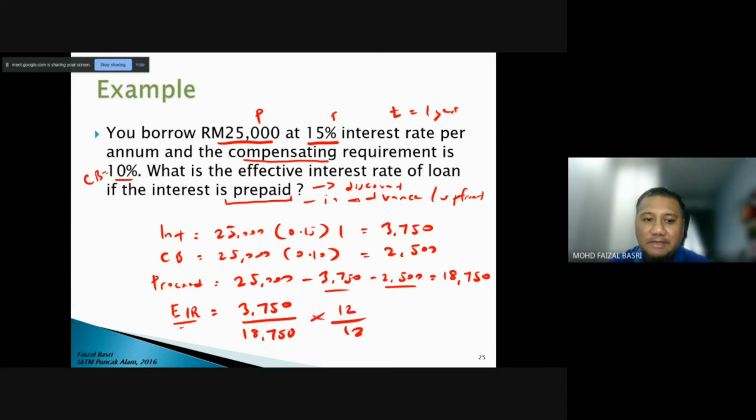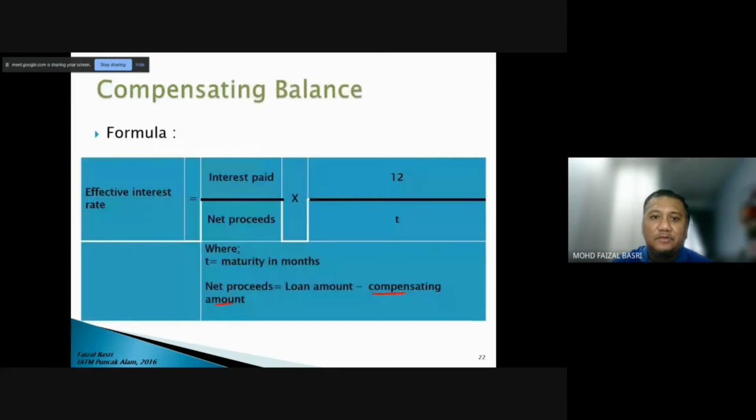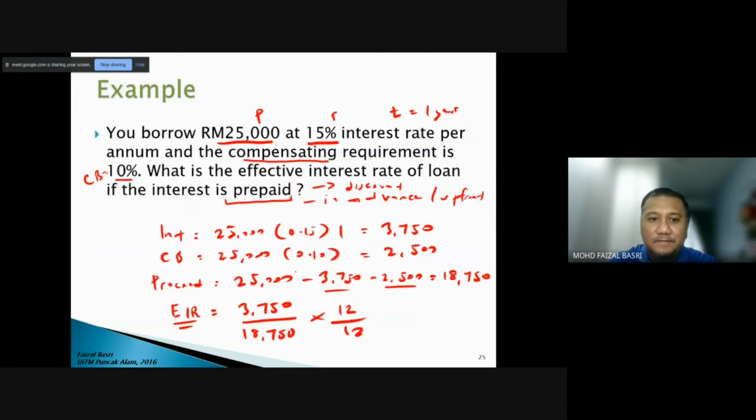So remember, this EIR is based on this formula. Jangan lupa, this is the formula: interest divided by proceeds times 12 over 12. But in order to solve this, I always prepare this part as a working to help us calculate the EIR. So we have the interest, we have the CB requirement, and lastly, once we've discovered all the terms and conditions, we calculate the proceeds. So that when we have this information, kita dah boleh straight calculate EIR.